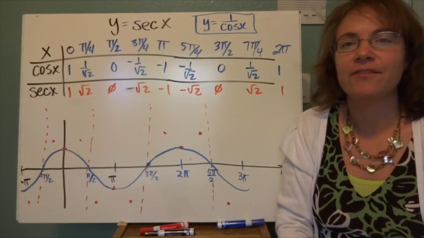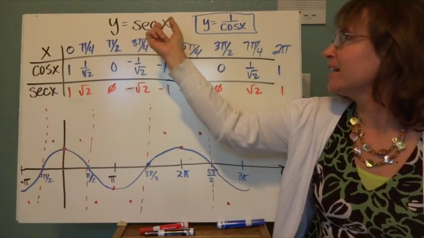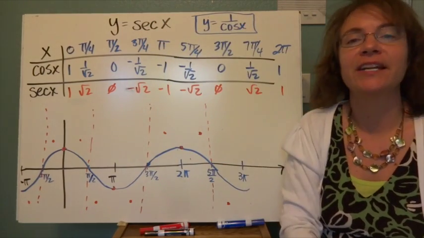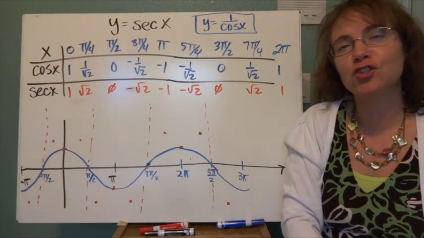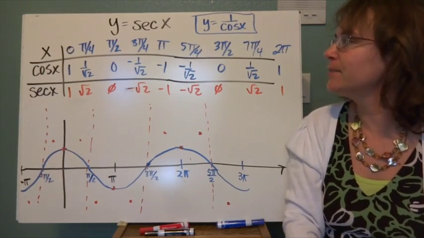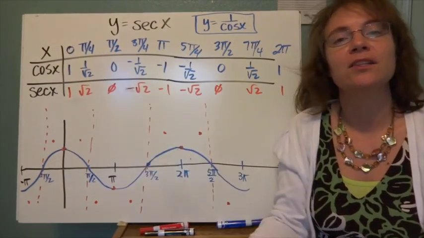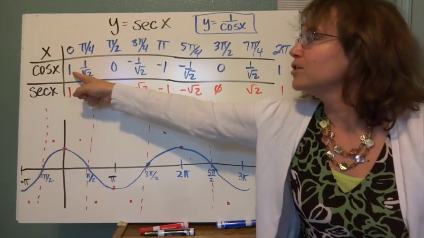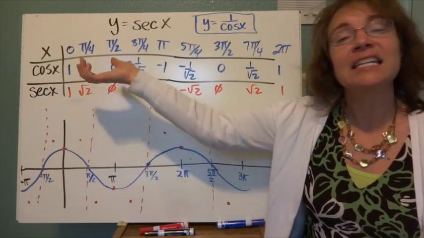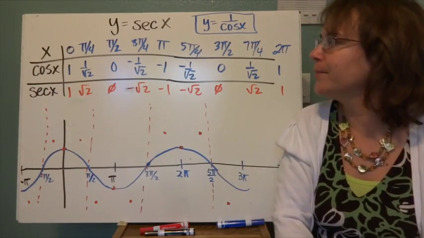y equals secant of x, or f of x equals secant of x. So we know secant of x is the reciprocal of cosine of x. So we want to look at cosine, and maybe that can help us determine what secant is. At x equals 0 radians, cosine is 1. If I imagine my unit circle, that's the x coordinate on my unit circle. Secant is going to be the exact same thing, 1, because 1 over 1 is 1.